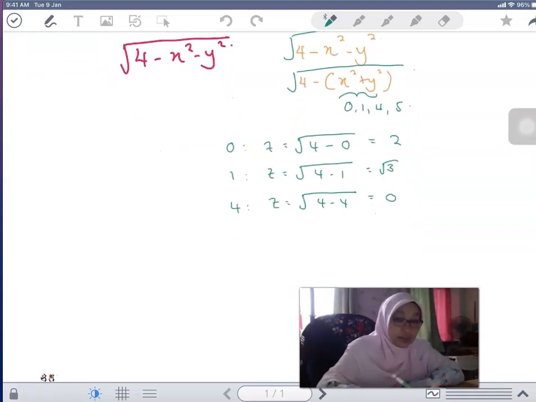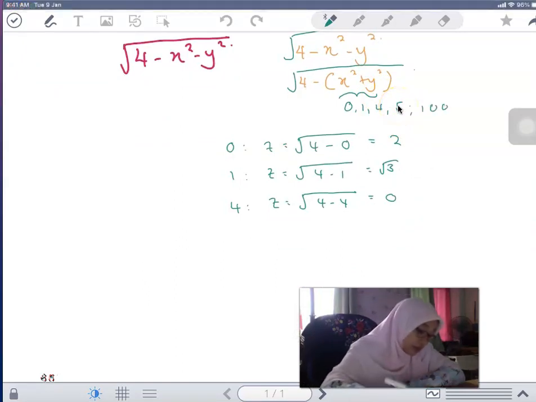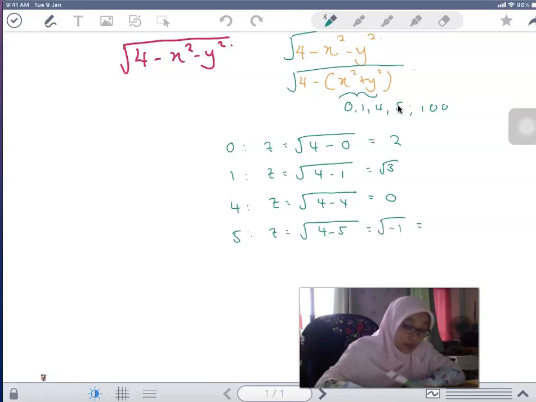Okay, and then what else? Okay, we got 5. And we can add 100 as well. 6, 7, 10, and so on. So I put 5. So now your z value becomes square root of 4 minus 5. And what is this? Does not exist.